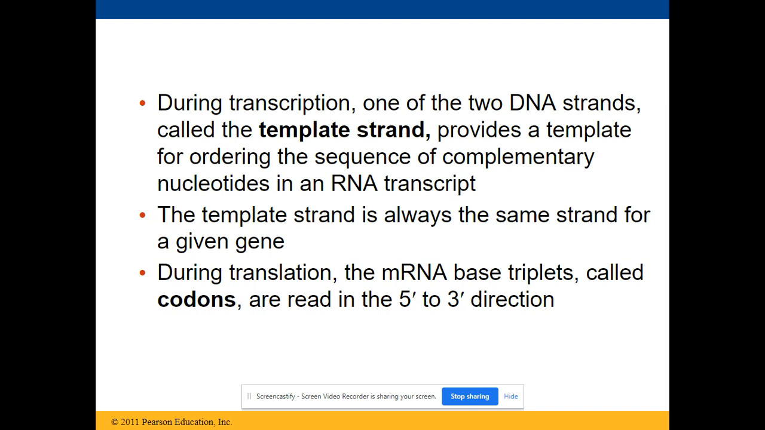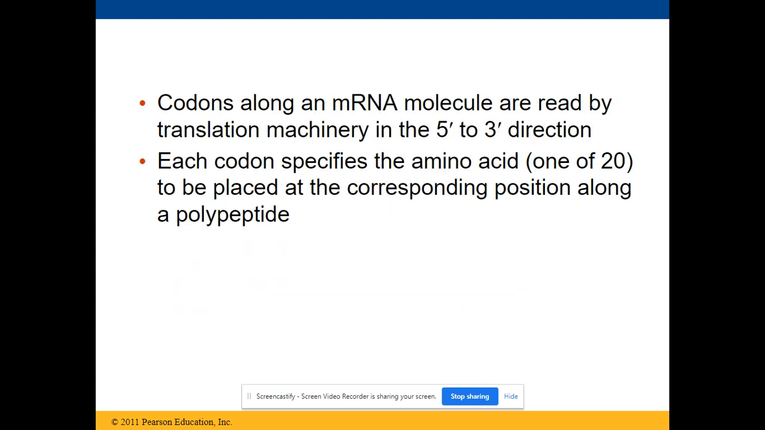During translation, the messenger RNA bases form triplets called codons that are read in the 5' to 3' direction. Codons along a messenger RNA molecule are read by the translation machinery in the 5' to 3' direction. So each codon specifies a specific amino acid, so there are 20 of them, to be placed in the corresponding position along the polypeptide.